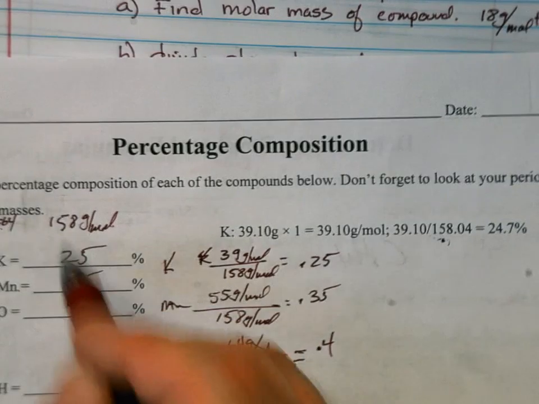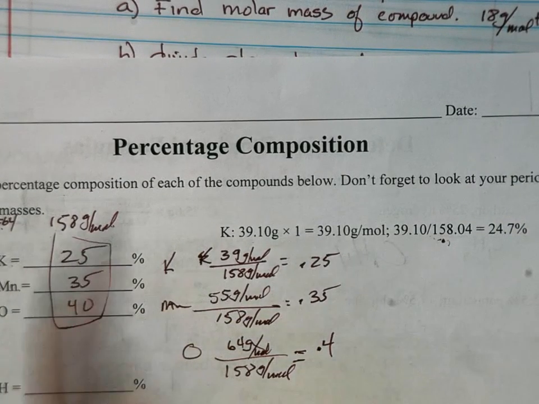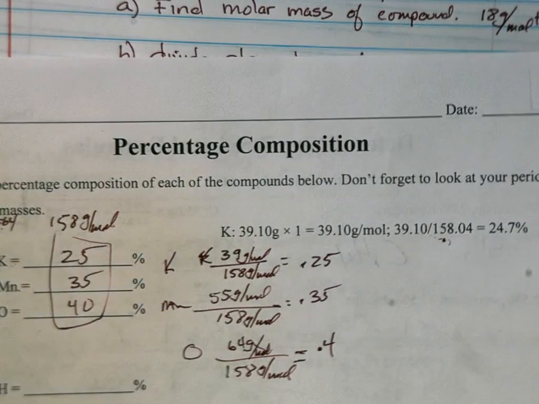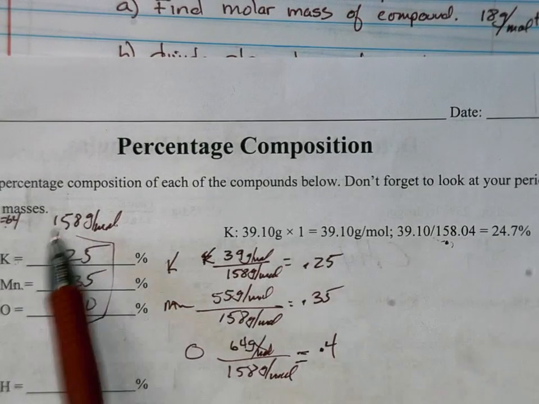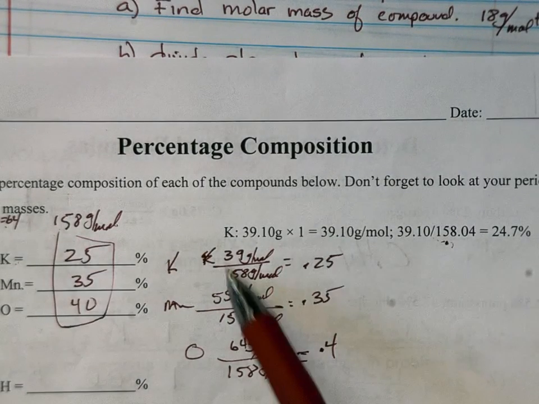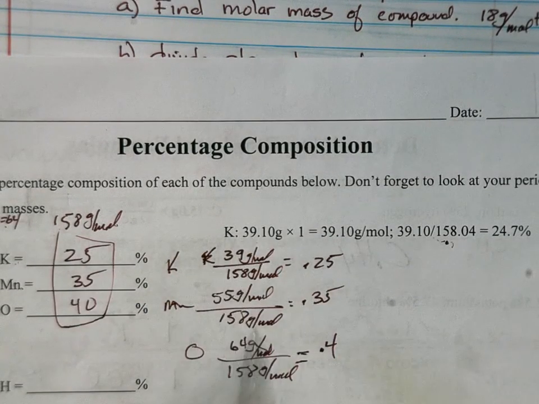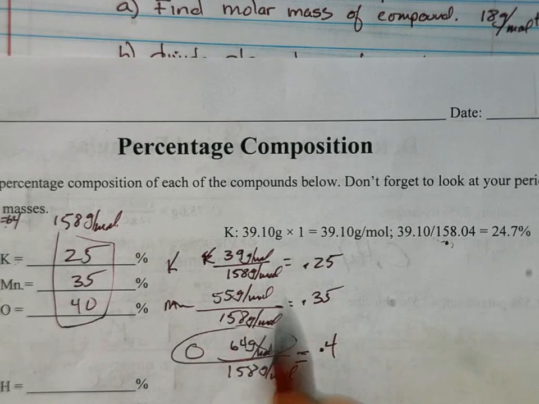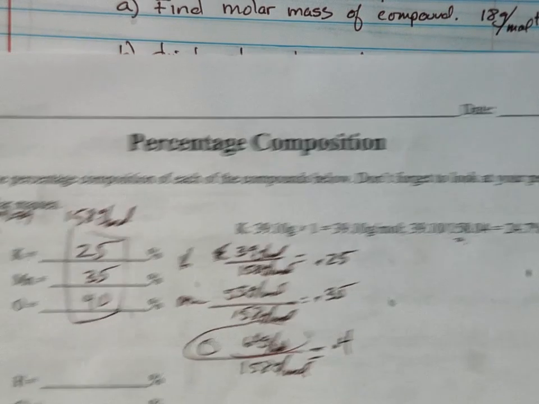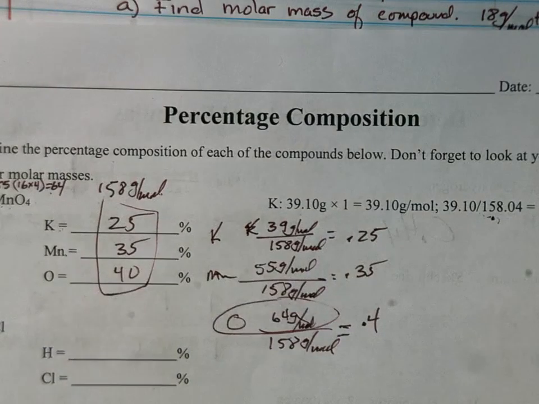So that's how you would find the percent by mass of each element in the compound. Start by finding the total mass of the whole compound. Then you just divide each element by the total mass. Be careful: if you have 4 oxygens, you have to use the weight of 4 oxygens. So I'll have you work on the rest of those right now.